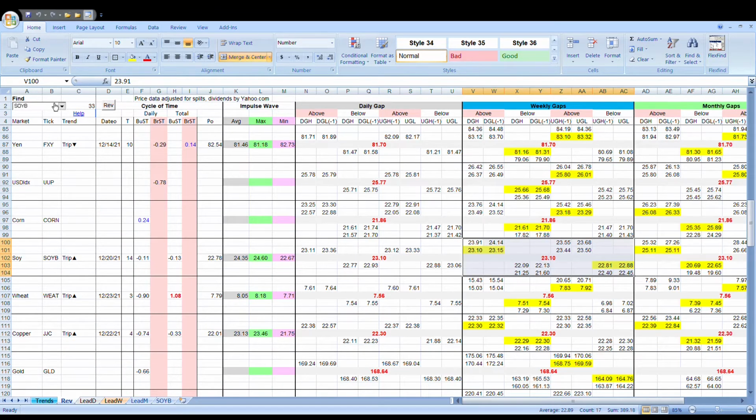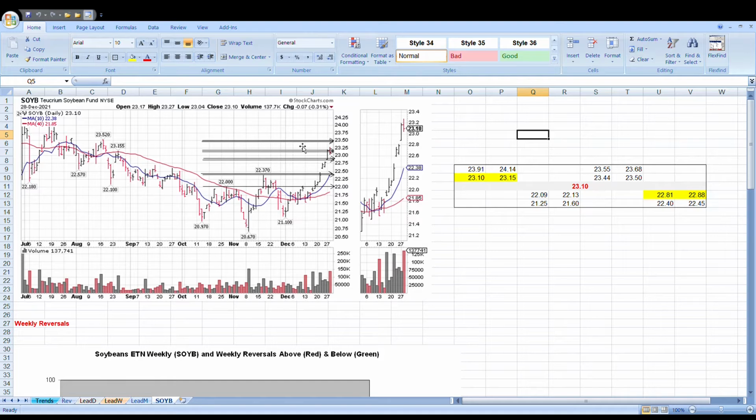As we go through, we pull soybeans up in the reversal tabs. I focus on the weekly, and I recommend people focus on that. It's a balance between too much information and too little information. And you can see that we're pushing around that 23.10, 23.15 on SOYB, which is the ETN we use to track.